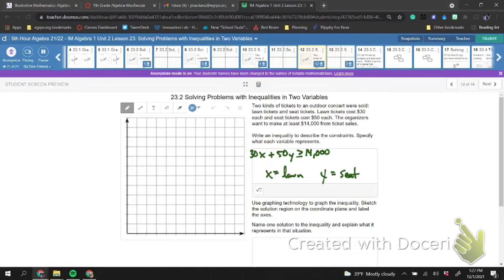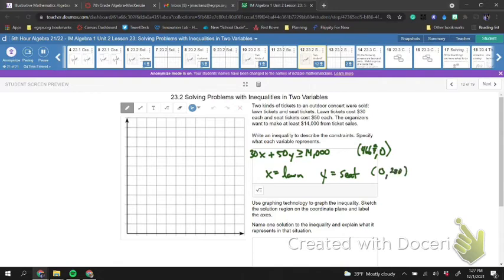So let's graph this thing. I'm going to do it by hand. Let's get our x-intercept. If we sell only lawn seats, how many times does 30 go into 14,000? Who's got the calculator ready for me? Ask for some calculator help out there. 466 and 2/3. Mine isn't working for some reason. Okay. And then if I go no lawn seats and only seats, 280.